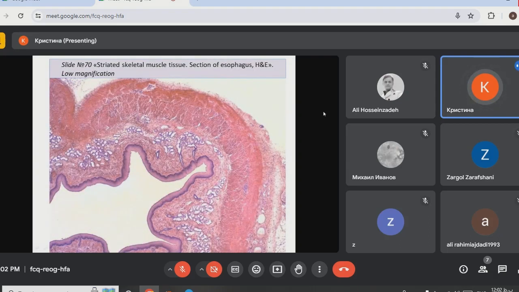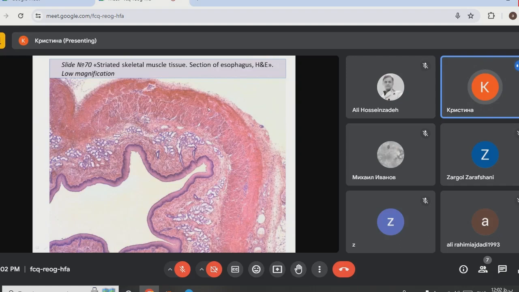So we see striated skeletal muscle tissue in the section of esophagus. In esophagus, here is its lumen, lined with stratified squamous non-keratinized epithelium. Here it is. It has loose connective tissue under the epithelium. Also, you see here the glands, which are mucous glands. They produce mucus, which lubricates the epithelium to ensure the passage of food through esophagus.